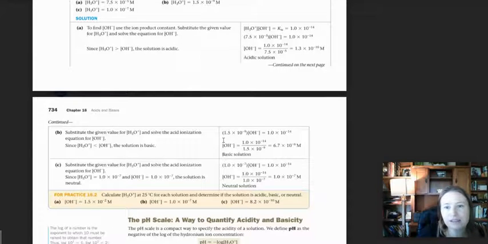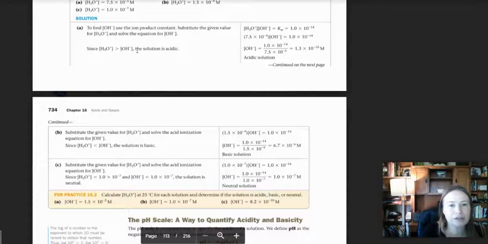Okay, and because the H concentration, 10 to the negative fifth, is greater than the OH, 10 to the negative 10th, it's an acidic solution. So that's what they're telling us there. You guys can try the other two examples on your own. Plug in this 1 times 10 to the negative 7th and solve for OH. Plug in the 1.5 times 10 to the negative 9th, solve for OH, and see what you guys get.